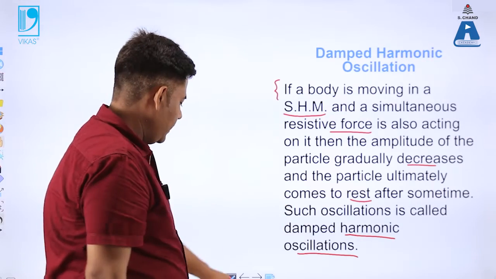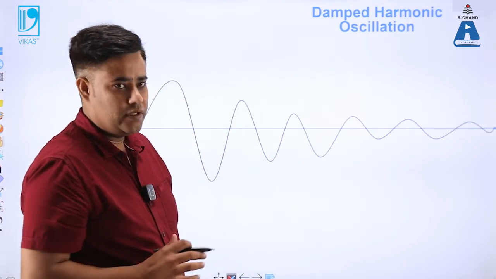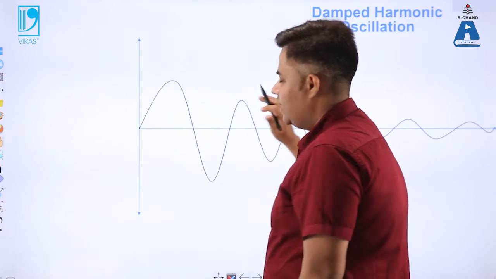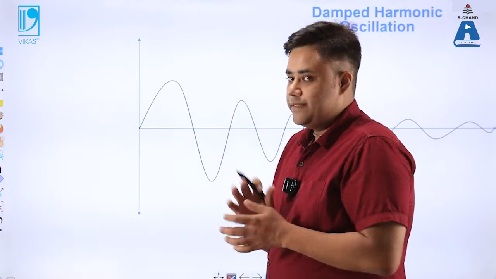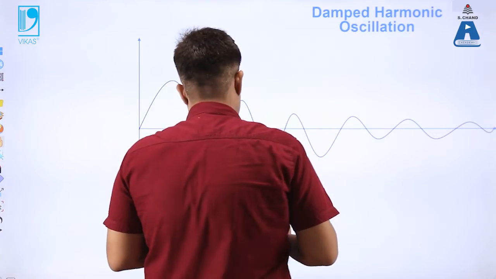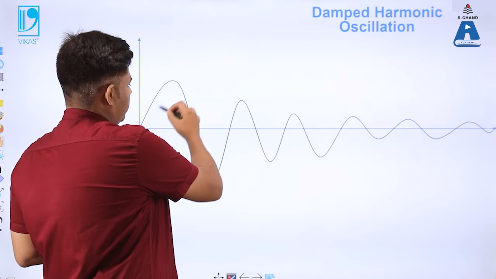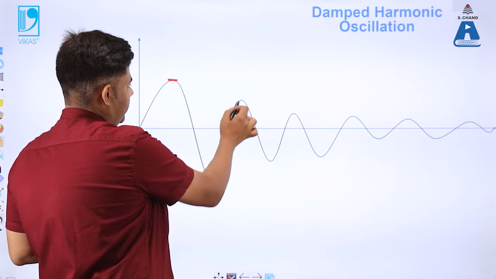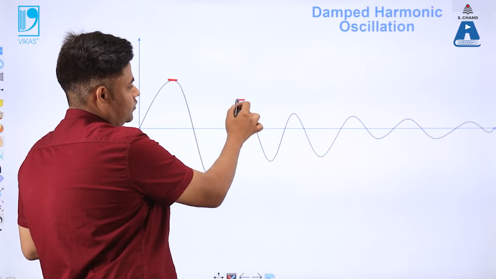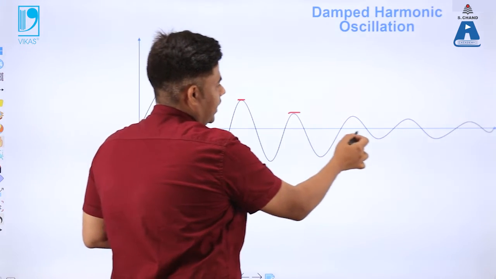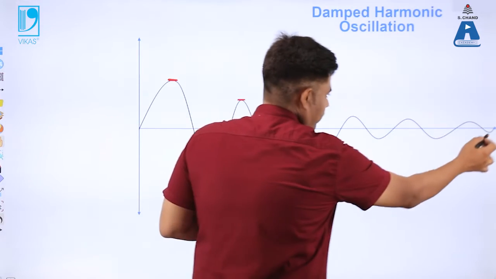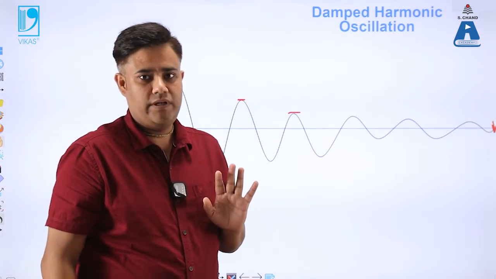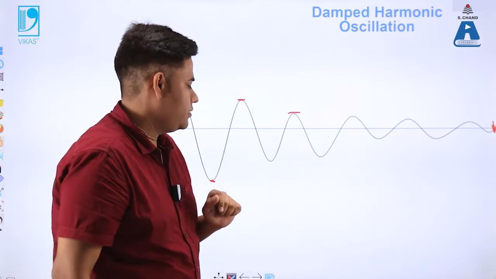Now what does it mean? Let's say we have a simple harmonic oscillator that produces oscillations like this, and we have a resistive force acting on the oscillator. When this resistive force is acting, you can observe that the amplitude of these vibrations is decreasing continuously, and at a final position it will come to rest. Those are called damped vibrations, or damped harmonic oscillations.